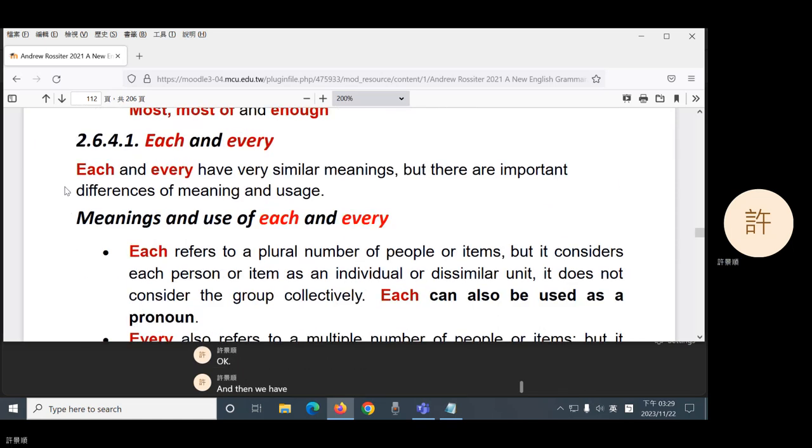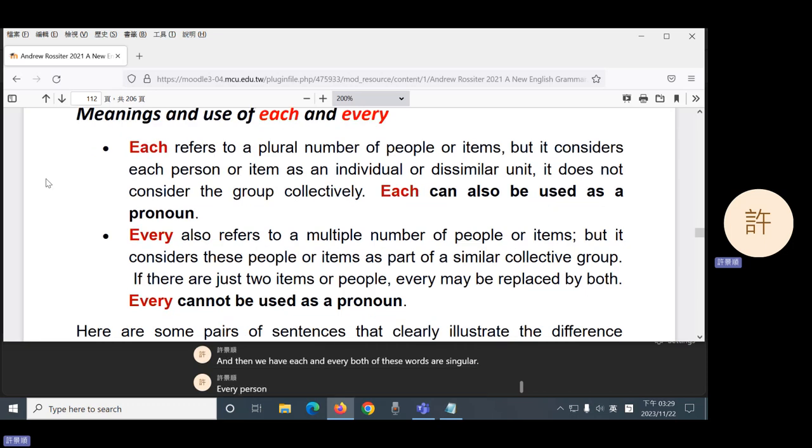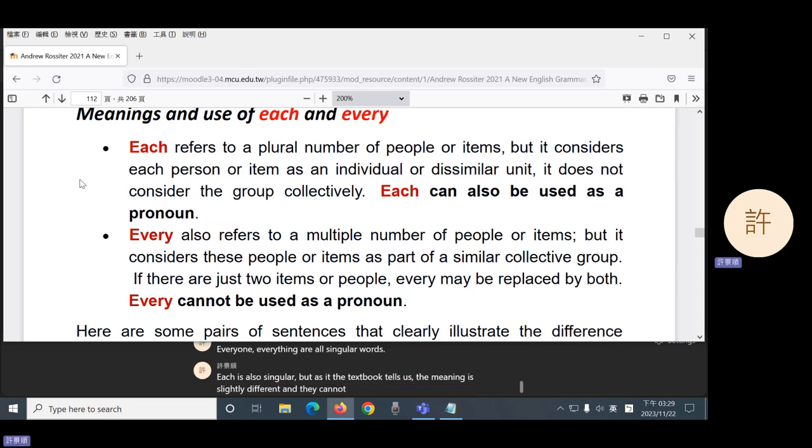Okay, and then we have each and every. Both of these words are singular. Every person means every single person. So it is singular. Everyone, everything are all singular words. Each is also singular. But as the textbook tells us, the meaning is slightly different. And they cannot be interchanged. You cannot use one in place of the other. Every is every single person, but they all have the same thing in common. Each is every single person, and they are all different.